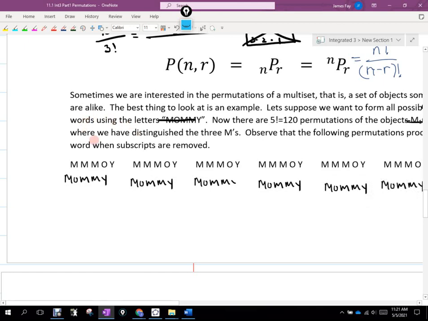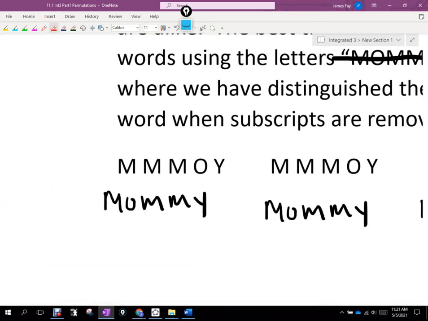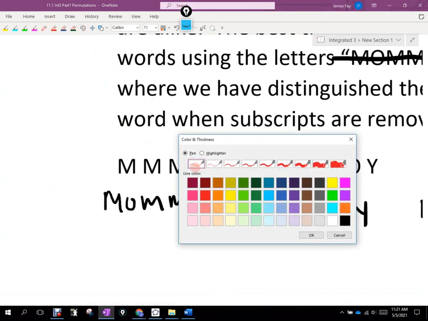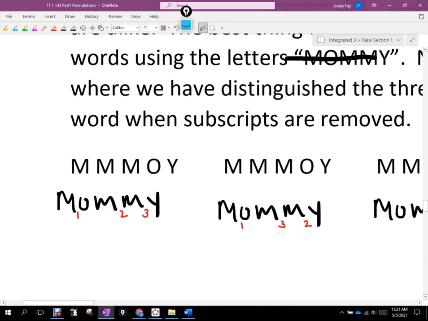Okay. So would you guys agree that, let's try to keep this in a logical order here. If this was a 1, this could be 2, and that could be a 3, and we'd have the word mommy, right? But this could be a 1, and then this could be the 3, and then that could be 2, correct? It's a different ordering of the M's, but it still spells the word mommy, right? Okay, so that was starting with M1 as the first M.